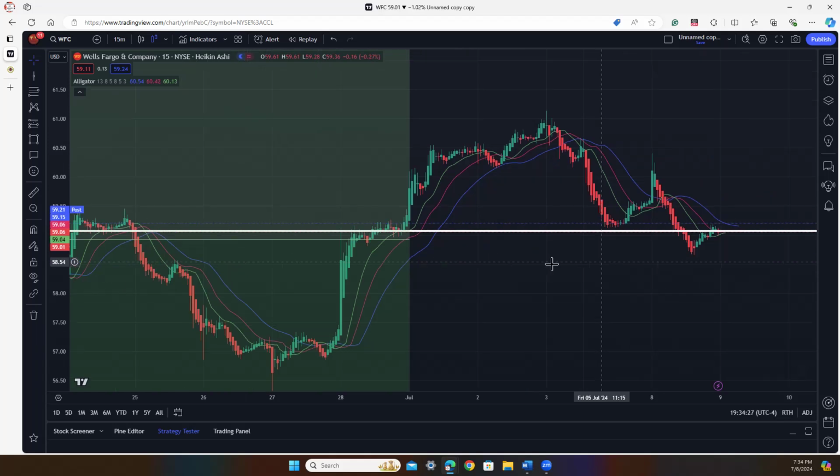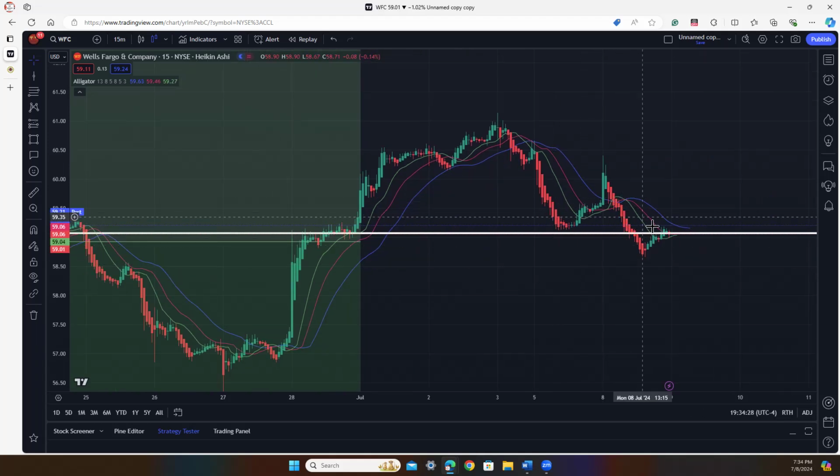Same thing. Your sell is right here because now the green is on the bottom. As you can see, even though it came on top a little bit, that gives you your sell signal. All of that is your sell signal.